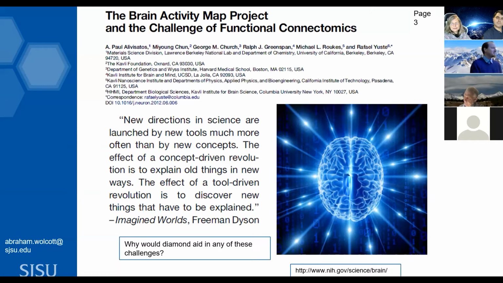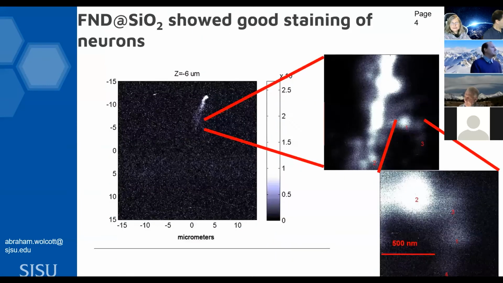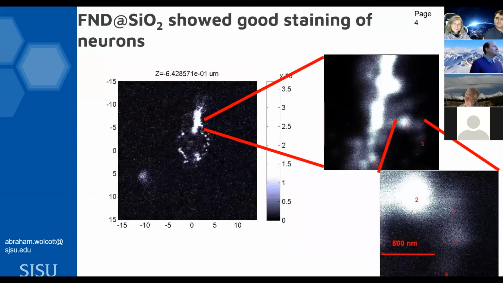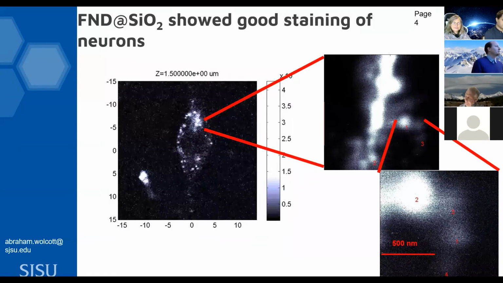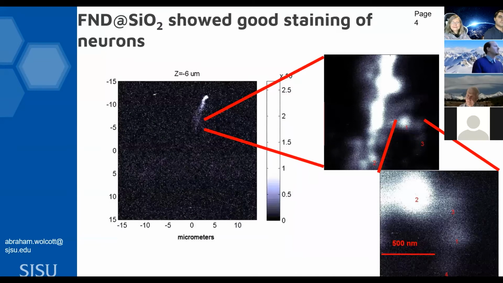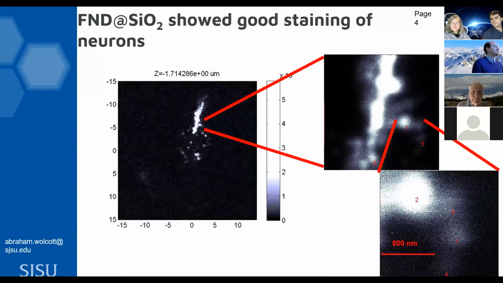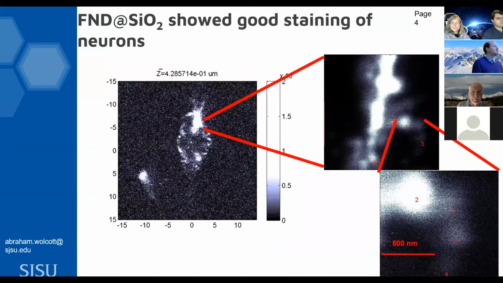Now, what's interesting, before I left Columbia and MIT, we did have some relatively good staining of our neurons, and you can see that in this particular image right here. This is scanning confocal work where you're doing a Z-stack.